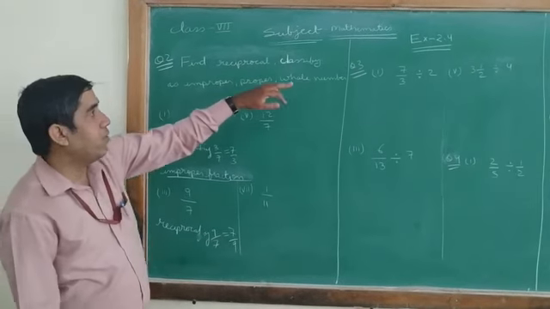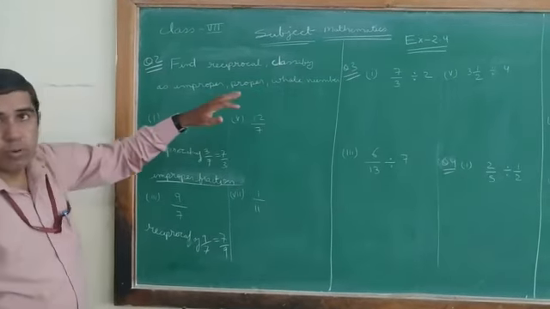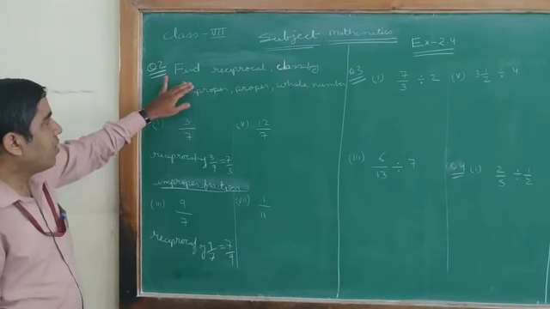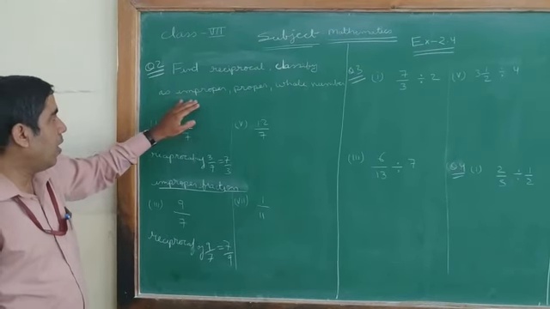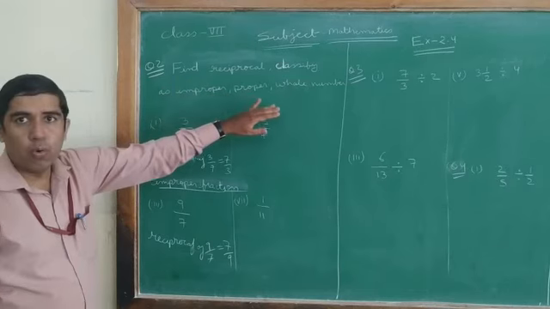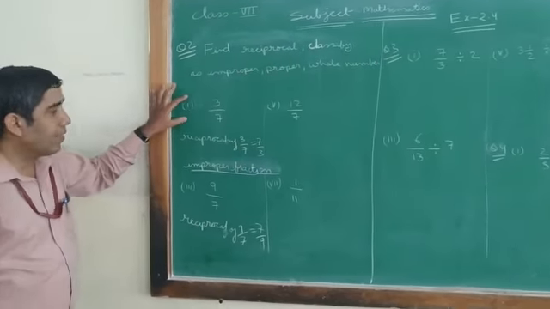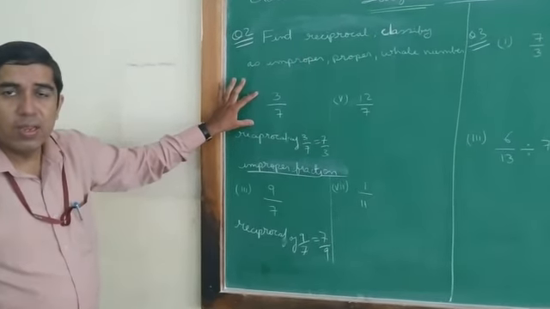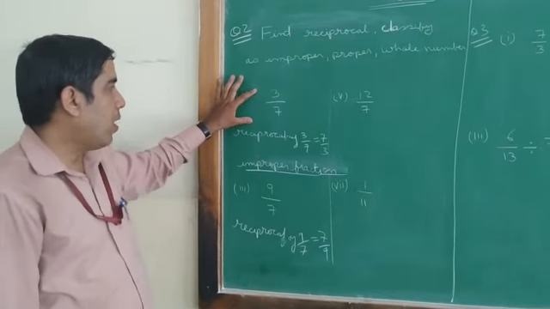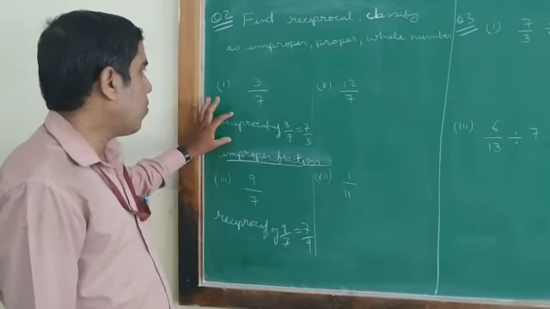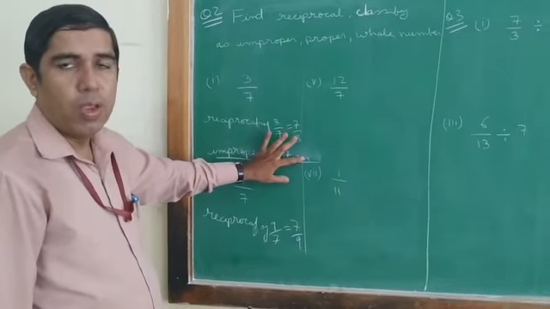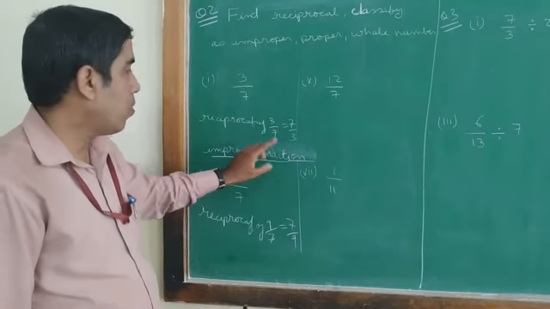Okay. Question number 2 now of exercise 2.4, continuing from question number 1. Now find the reciprocal and classify as improper, proper or a whole number. The first part is 3 by 7. So the reciprocal of 3 by 7 is equal to 7 by 3.